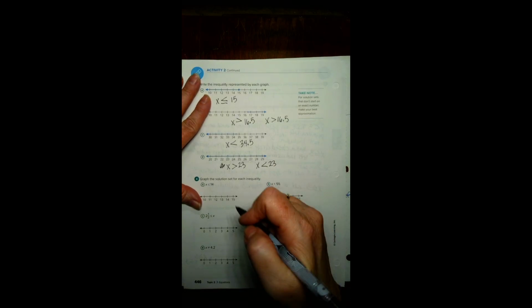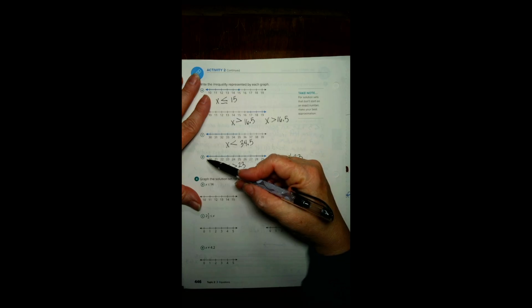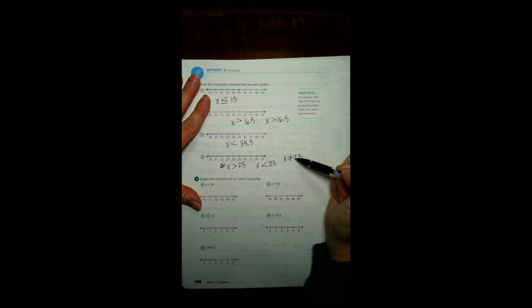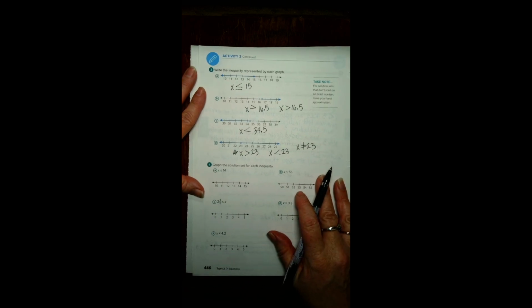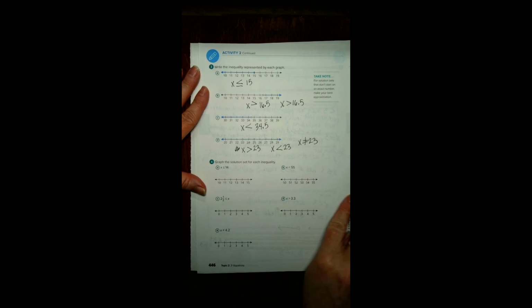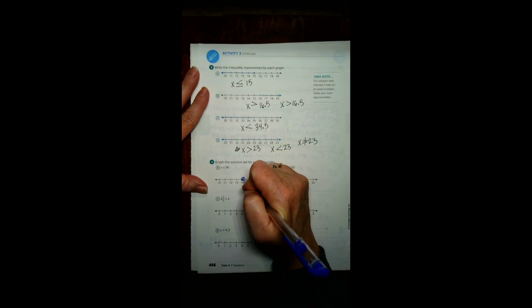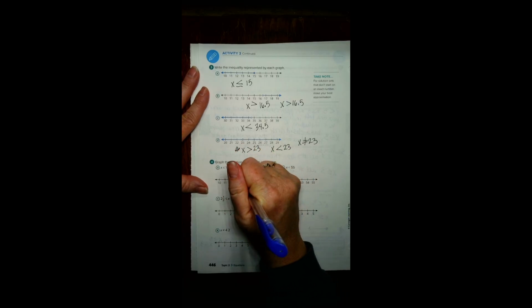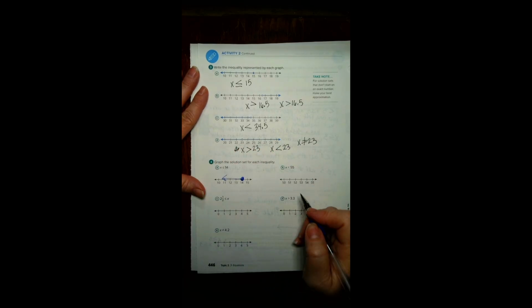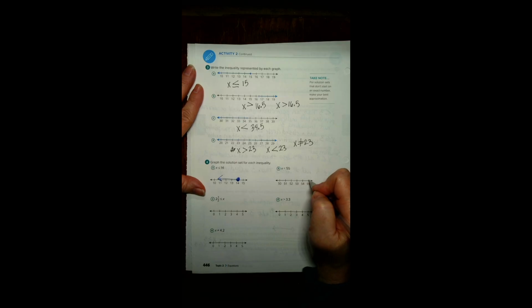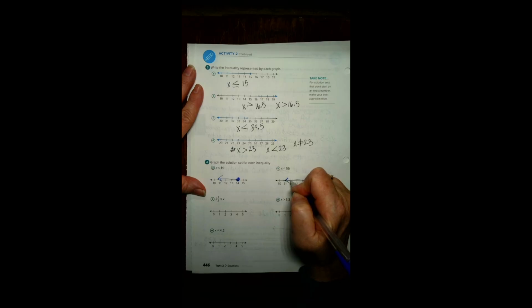So another way we could say this would be x is not equal to 23. It could include any number less than 23, any number greater than 23, but not 23. Number 4, graph the solution set for each inequality. So less than or equal to 14. It's equal to, so it gets filled in, and it's pointing to the left. X is less than 55, does not include it, so it's open. Less than goes left.